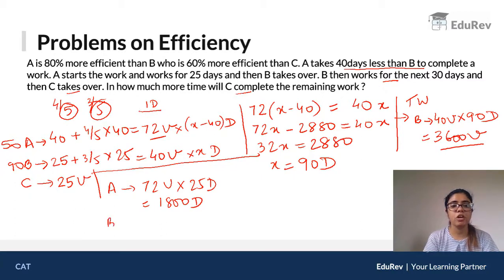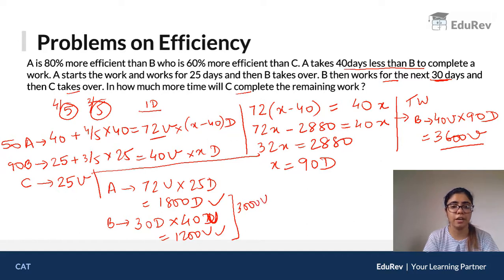Okay? Now let's talk about B. Now B takes over and works for the next 30 days. B does 40 units in a day, so the total work done is 1200 units. So 1800 is done, 1200 is done. That means 3000 units are done out of a total of 3600. So the remaining work is 600 units.